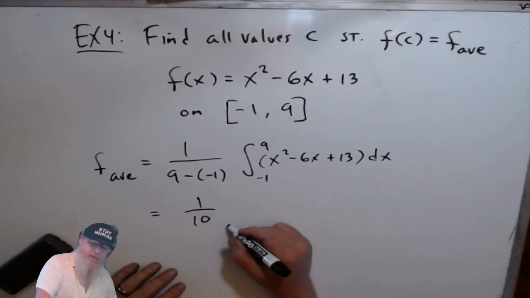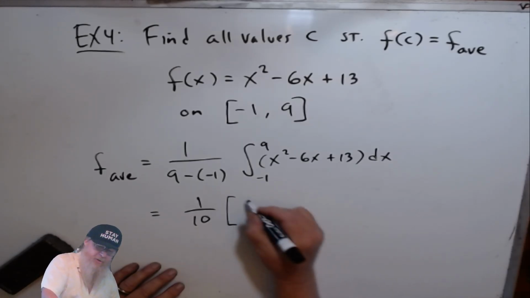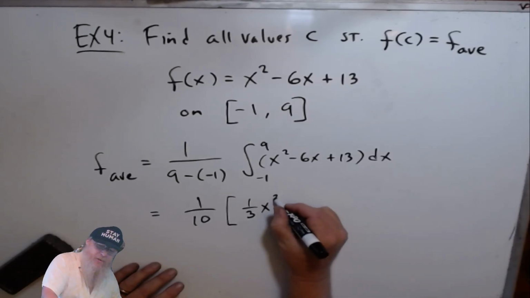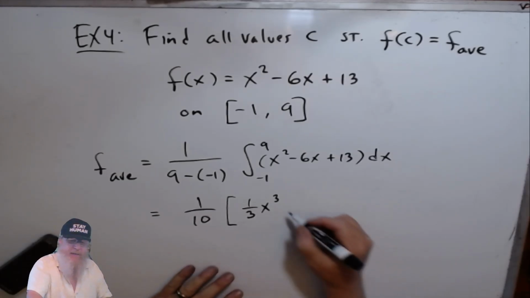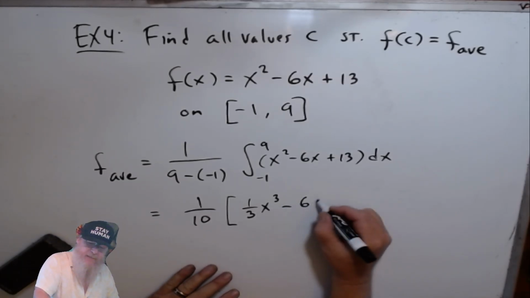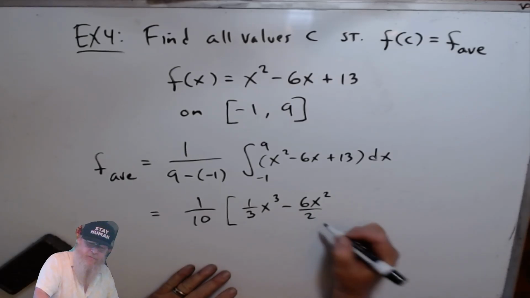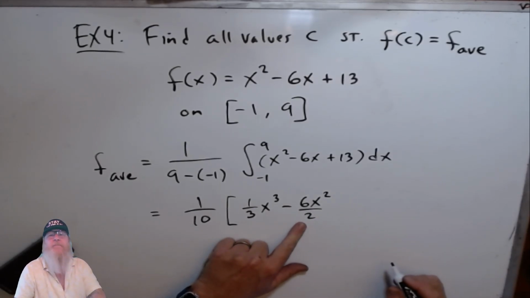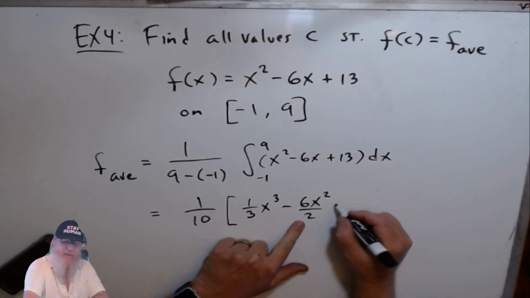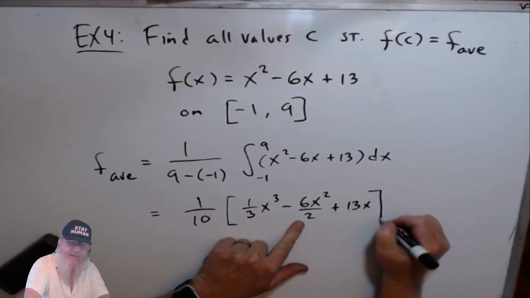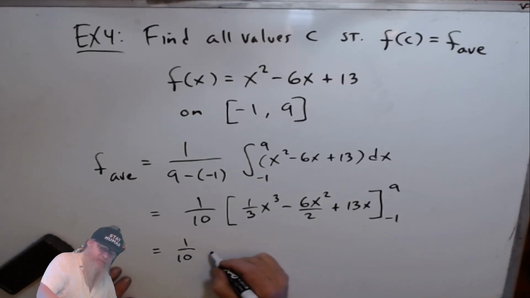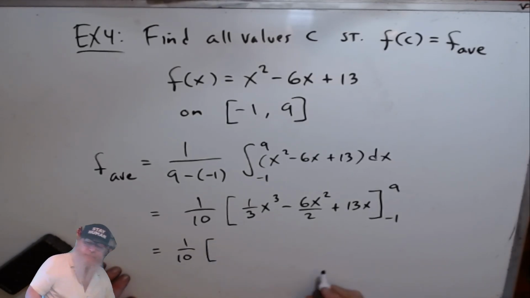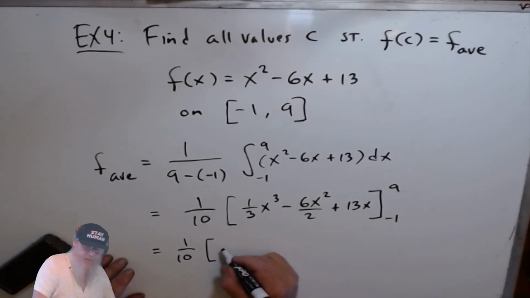And then the integral, so we got 1/3 x cubed. Or you could say x cubed over 3. We got 6x squared over 2. I'll probably simplify that to 3x squared. And then 13x. And now we just start plugging and chugging.